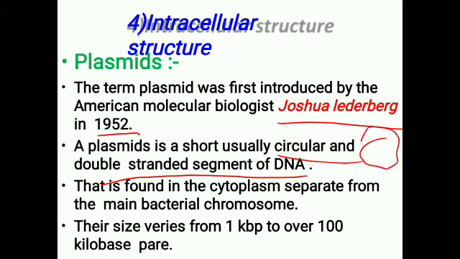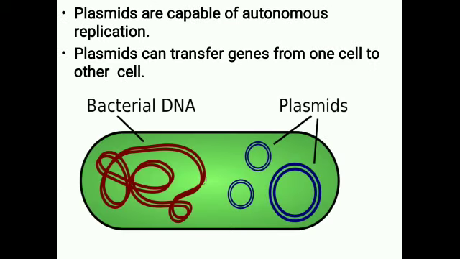This is a typical structure of a plasmid. Plasmids are mostly found in the cytoplasm, separate from the main bacterial chromosome. Their size varies from 1 kbp to over 100 kilobase pairs. Plasmids are capable of autonomous replication, meaning plasmids replicate themselves. Plasmids can also transfer genes from one cell to another cell. That is the function of the plasmid.